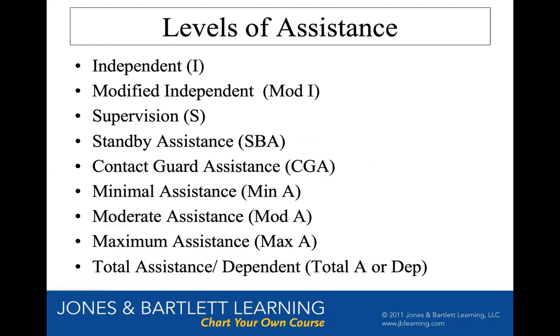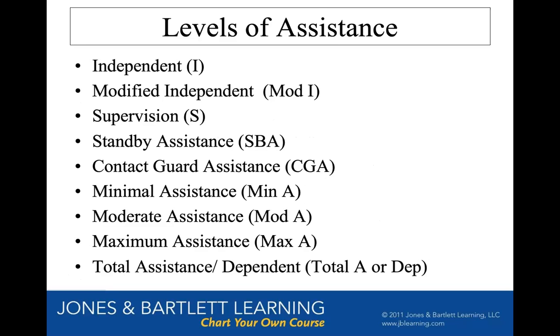Okay, and this is the last slide, and we won't read through it. These are levels of independence that we use in therapy in our documentation. And we don't only use these in our documentation, but we use these in our verbal talking to each other as therapists and to our patients.